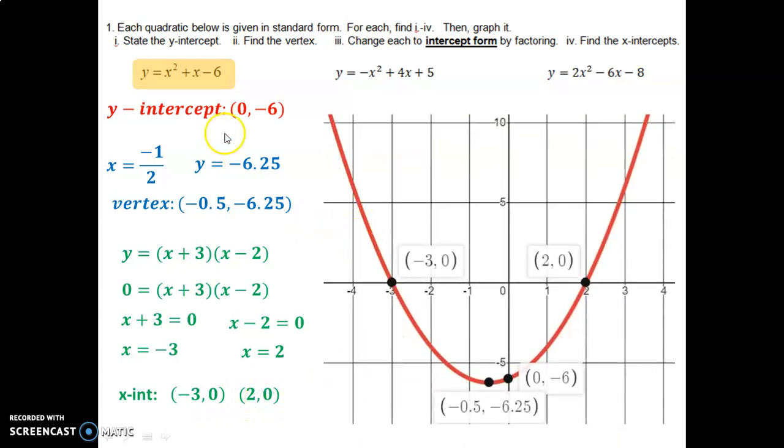So here's the graph of that quadratic. Let's confirm all the points. Here's our vertex, (-0.5, -6.25). Here's our y-intercept, (0, -6). And here are those two x-intercepts we found. Let's try the same thing for the next one here, the second quadratic.